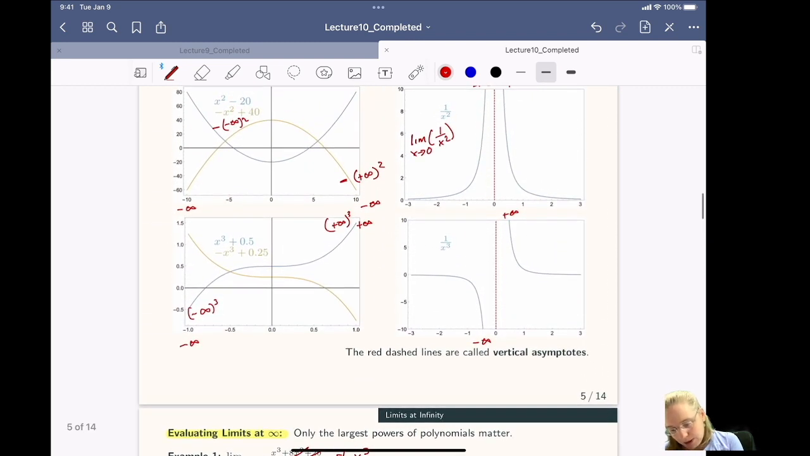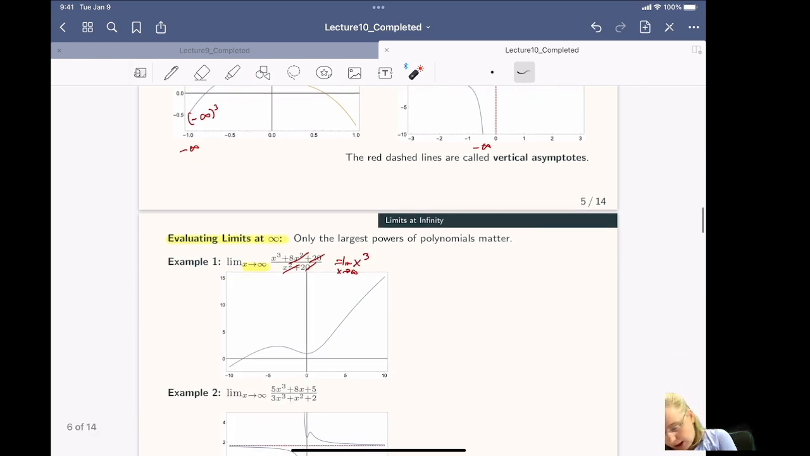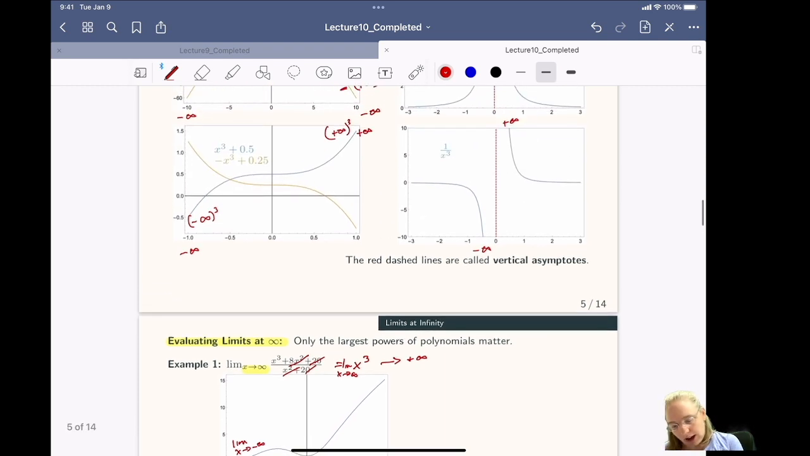We did an example like that up here. As we go to infinity of x cubed, we're going to fly off to positive infinity. So this approaches positive infinity. Similarly, as we take the limit as x approaches minus infinity, we're going to diverge off to minus infinity, just like the cubic function here.